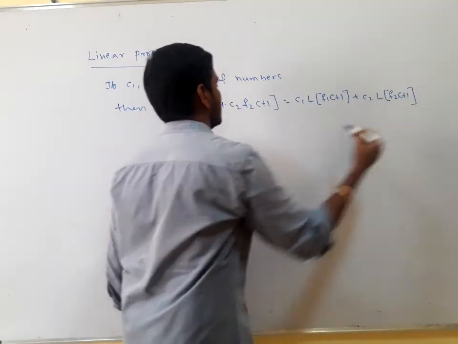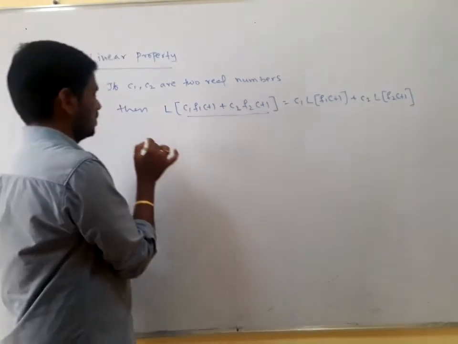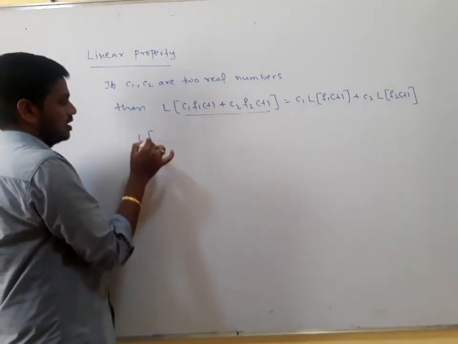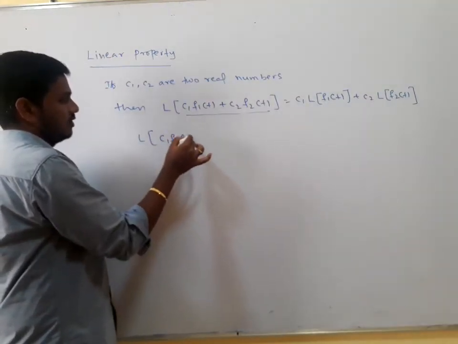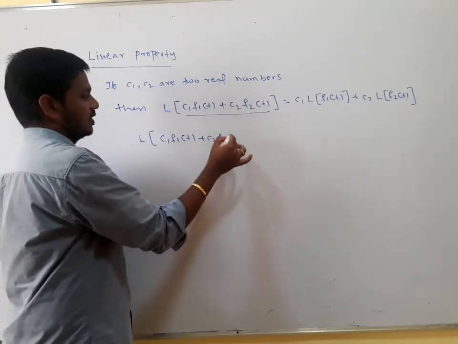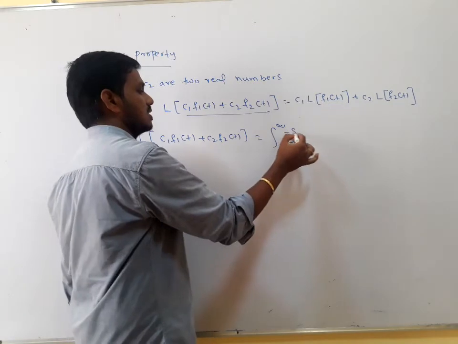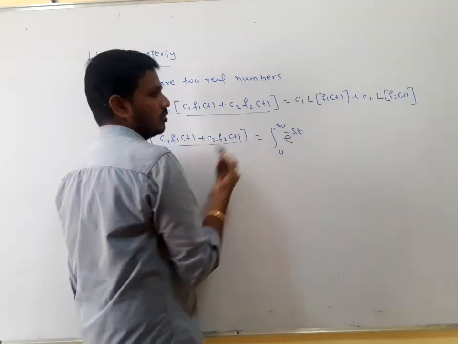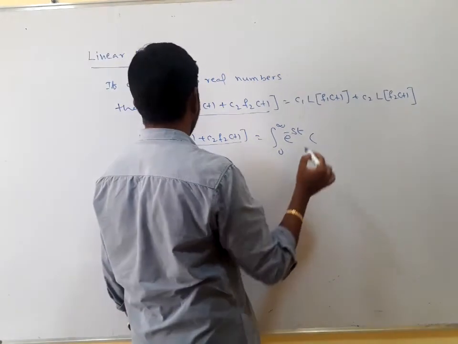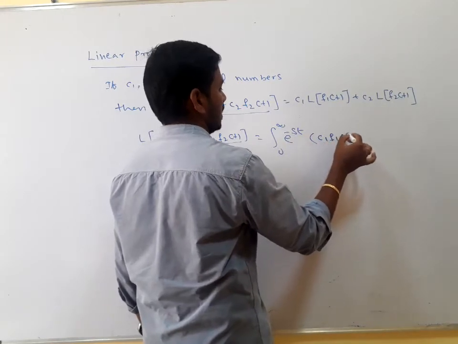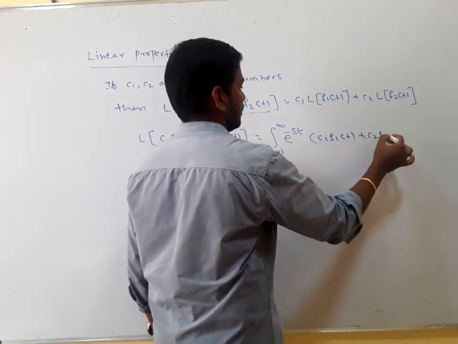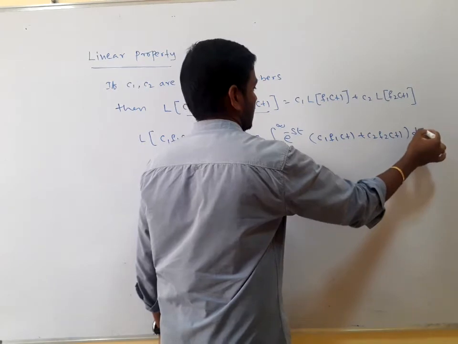The proof is also very simple. This is the input function, but you know that the Laplace transform of c1 f1 of t plus c2 f2 of t is equal to the integral from 0 to infinity of e to the power of minus st, which is the common term. Whatever input you are taking, write it the same here: c1 f1 of t plus c2 f2 of t dt.